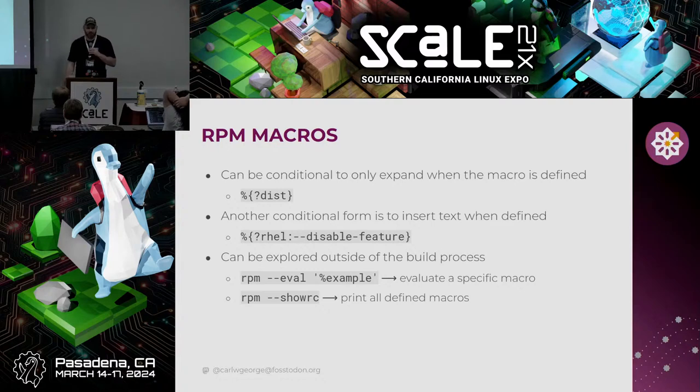You can set up a macro conditionally if you put a question mark at the front of the name inside curly brackets. That'll make it only expand when it's defined. So if you have the dist macro defined, it'll put in that text there. And if you don't have it defined, it won't output any string at all. Without the question mark, you would just get the literal characters, percent, curly bracket, dist, curly bracket. It puts the name of the thing exactly how you have it.